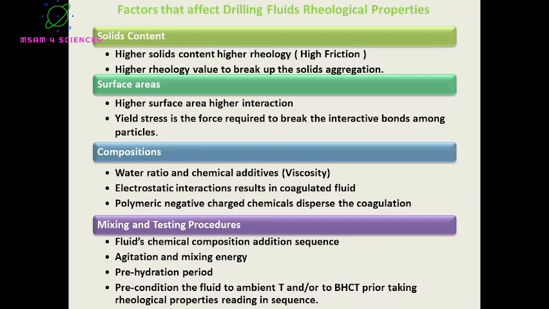For example, once we add bentonite or materials that need to prehydrate, we need to allocate a fixed time or period for these materials in order to prehydrate very well. Before we commence reading the rheological model using a rotational viscometer, we need to precondition the mud for 20 minutes, at whichever temperature is required, whether surface or ambient temperature or bottom hole circulating temperature.